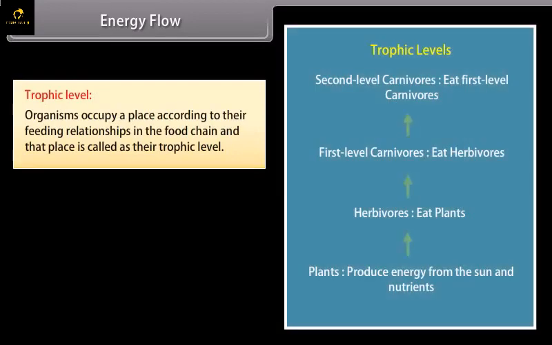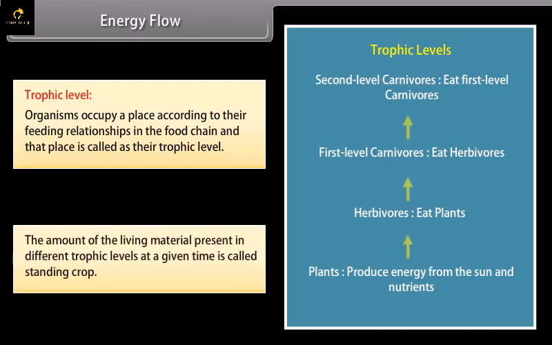Energy flow, trophic level. Organisms occupy a place according to their feeding relationship in the food chain, and that place is called their trophic level. Plants that produce energy from the sun and nutrients are the first trophic level. After that, herbivores that eat plants are at the second trophic level. At the third level, first level carnivores are present because they eat herbivores. At the fourth level, second level carnivores are present because they eat first level carnivores.